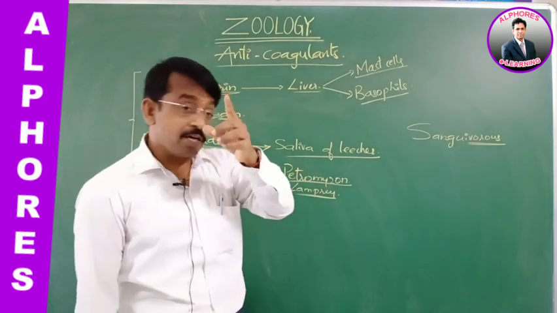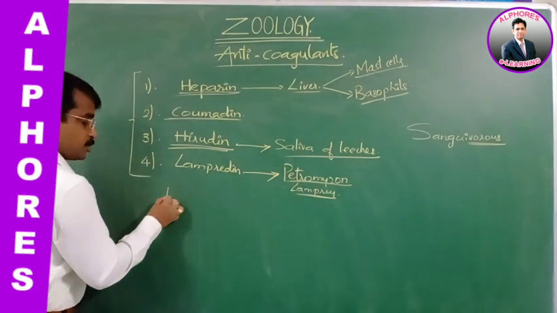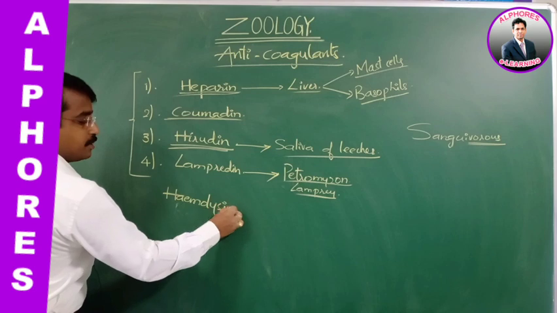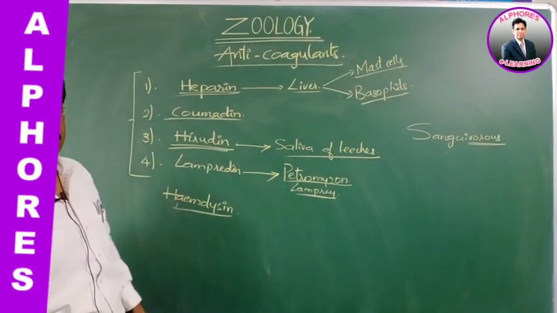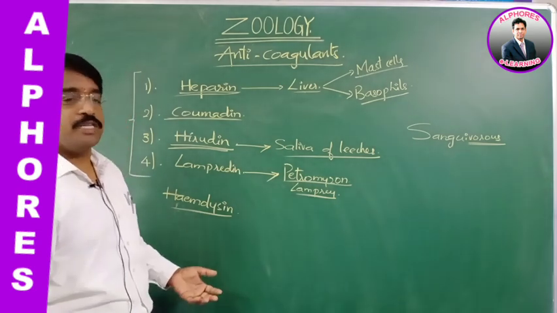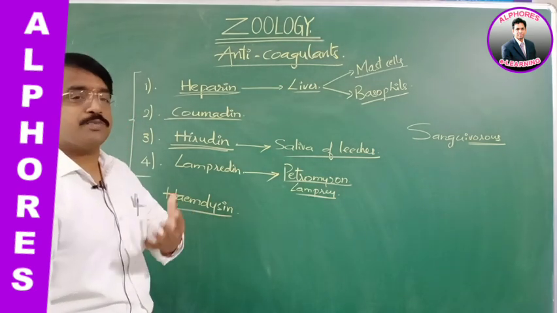And even the hemolysin from insects, nothing but the mosquito, also releases it. Heme means blood, lysin means breaking.